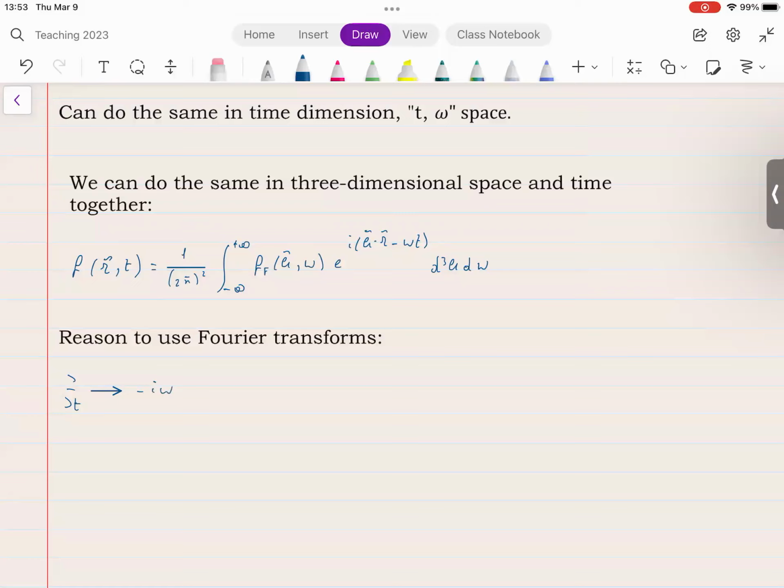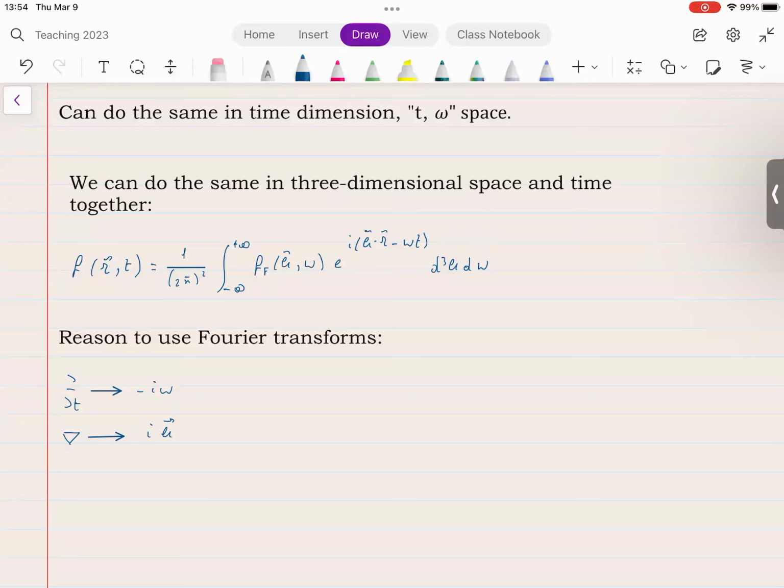becomes minus i omega, and the derivative with respect to x would be i kx. In general, if I have the nabla operator, it could appear in a curl or divergence or gradient. I'm going to transform that into an ik, where k is a vector. The difference in sign is not a mistake. It's due to the way we define the transform. It's customary to define it this way.